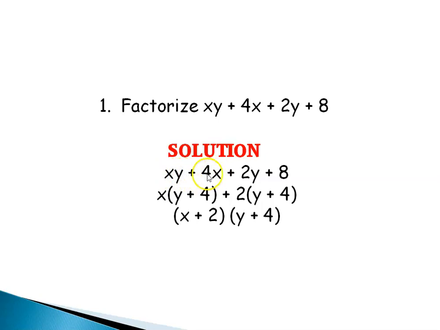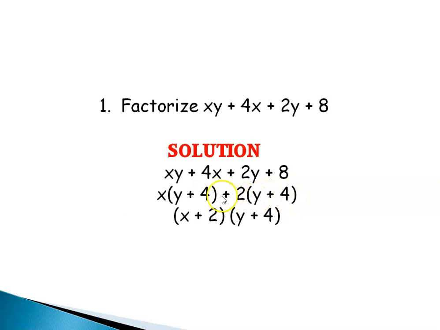Xy, 4x. X is common, so I'll bring my x out. Xy divided by x is y. 4x divided by x is 4. And I move on to this 2. What is common between them? 2. 2 is the common factor. I'll bring out 2. 2y divided by 2 is y. 8 divided by 2 is 4.